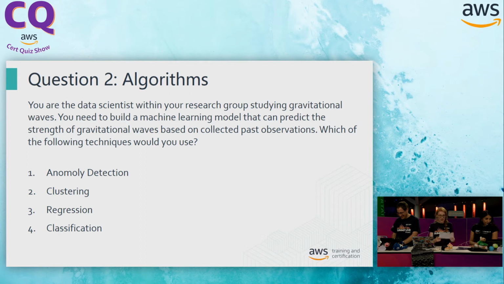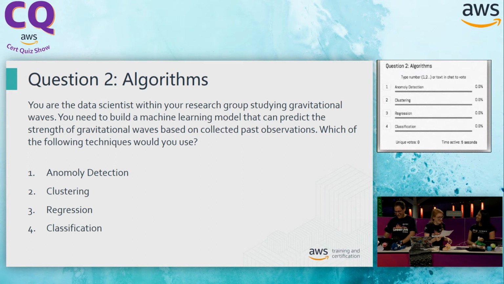All right. You are the data scientist within your research group studying gravitational waves. You need to build a machine learning model that can predict the strength of gravitational waves based on collected past observations. Which of the following techniques would you use? One answer only, please. Ash?